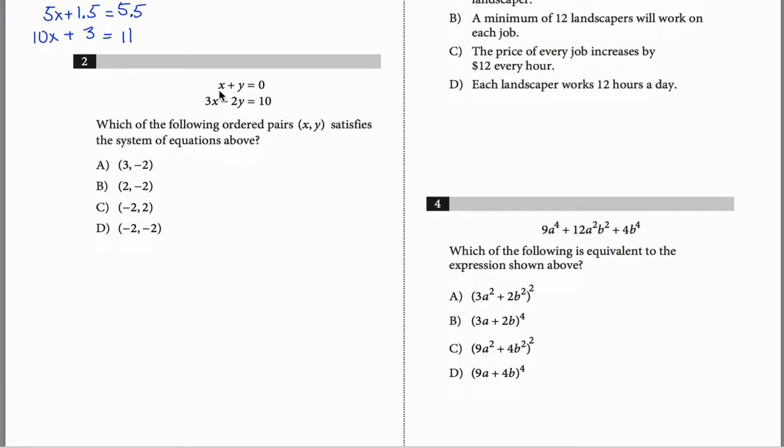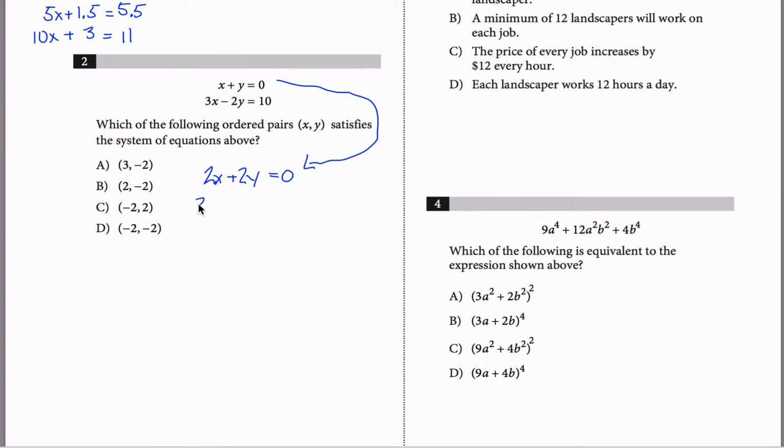The way I add equations is it really only helps to add equations if you can get rid of one of the variables, either the x's or the y's. So note that if I took that first equation and multiplied both sides of the equation by 2, I'd get 2x plus 2y equals 0. 0 times 2 just happens to be the 0 here.